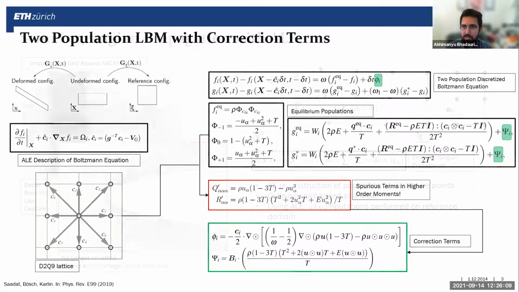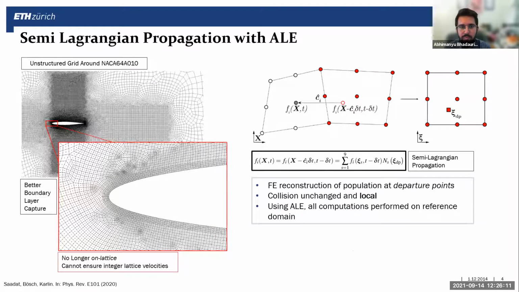And so we need some sort of propagation scheme, an off-lattice propagation scheme. And here we use the semi-Lagrangian propagation with ALE to get around that problem. So ALE, essentially, we use it because it allows for large deformations to take place. It uncouples the fluid velocity from the mesh velocity, and then it allows us to deform the mesh as we so please.